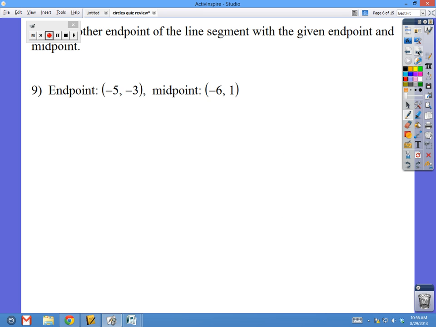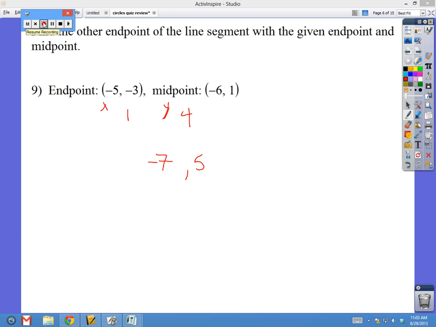Whoever can answer this problem right here, everybody eyeballs on number 9. If you can figure out 9, I'll give you a treat. Oh, I know what it is. Beautiful things. So there's 1 in between -5 and -6. So there's 1 in between your x's, and then your y's, there's 4 in between your y's. So then you count down 1 from here, so you would have -7, and then you go 4, so it'd be 5. That's how I did it. Nailed it. Hey, I got that too.